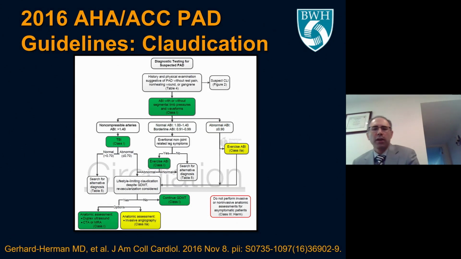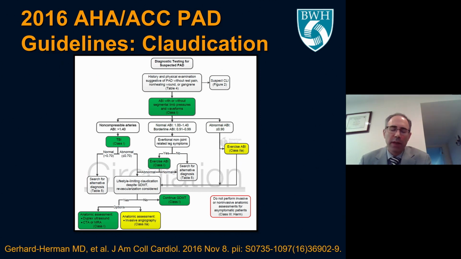If we look at our guidelines for peripheral artery disease, we always start with a good history and physical. We get that ankle brachial index. If it's normal, and we do think the symptoms are exertional, then we're going to do exercise ankle brachial indices. Abnormal ABIs, that's great. If they're abnormal at rest, we know there's peripheral artery disease, and then we can investigate that further.